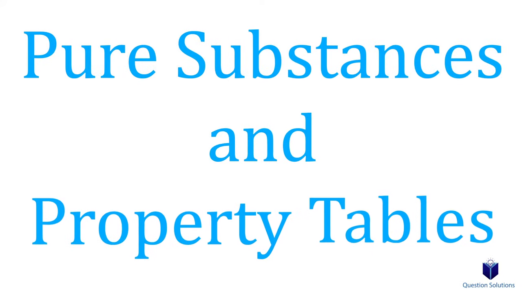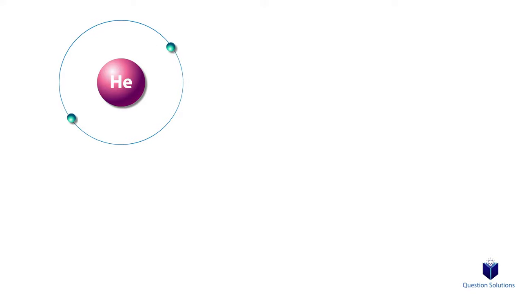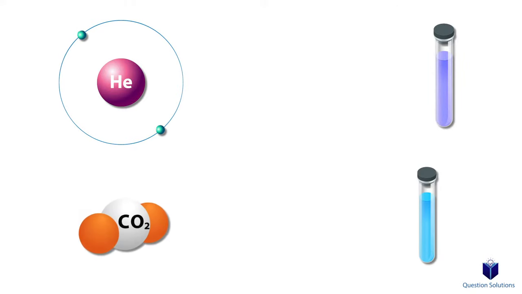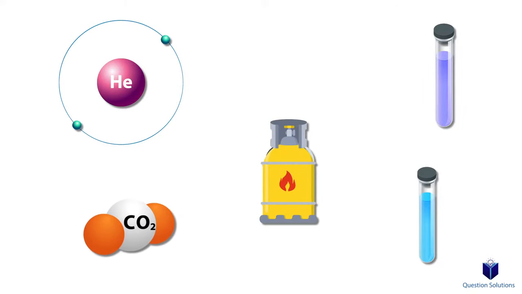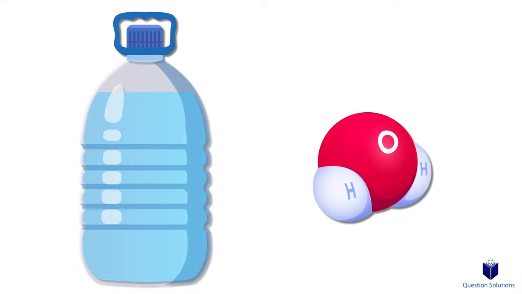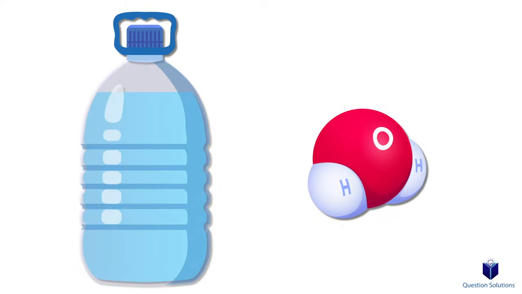Let's talk about pure substances and property tables. A substance that has a fixed chemical composition is called a pure substance. That doesn't mean it has to be a single chemical element. For example, water is a pure substance. As long as chemical elements are homogeneous, it's considered a pure substance.